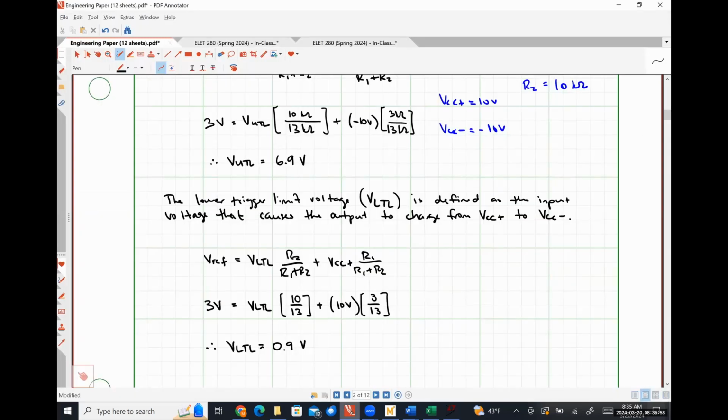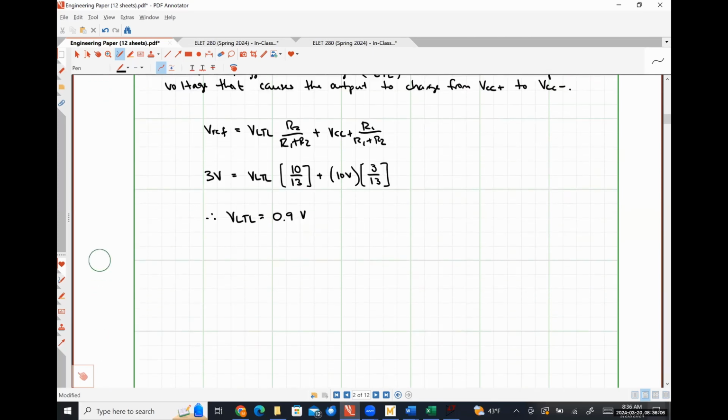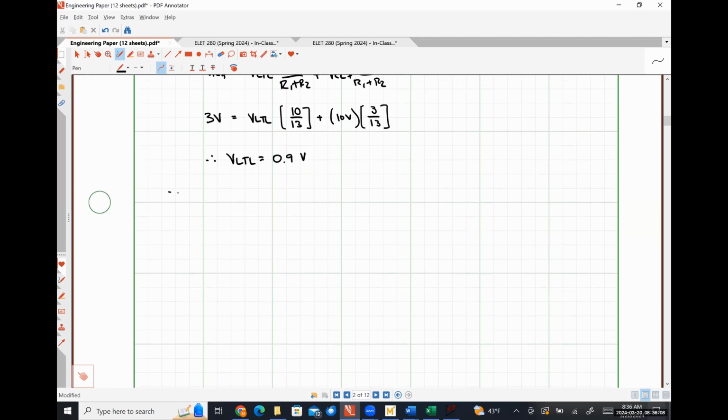All right, so this circuit was a non-inverting Schmitt trigger. So in order to make an inverting Schmitt trigger, we are literally just going to do the exact same thing that we did for our comparator. We are going to switch the position of our input voltage and our reference voltage. Okay. So that means we're going to have a circuit that looks something like this.